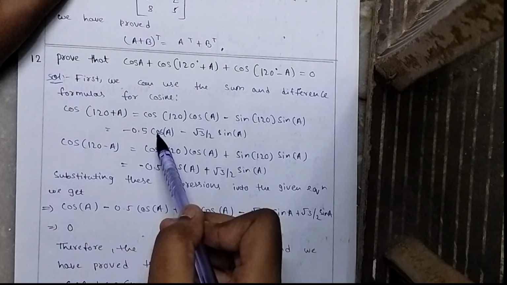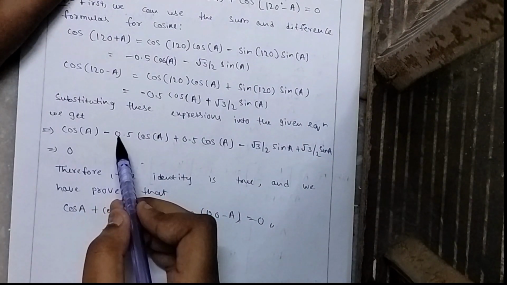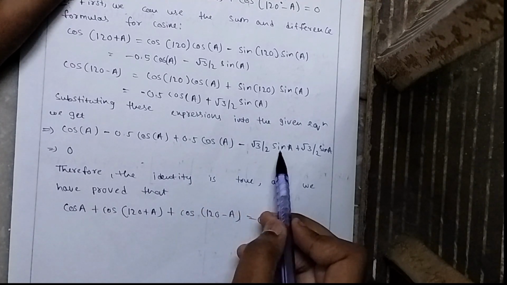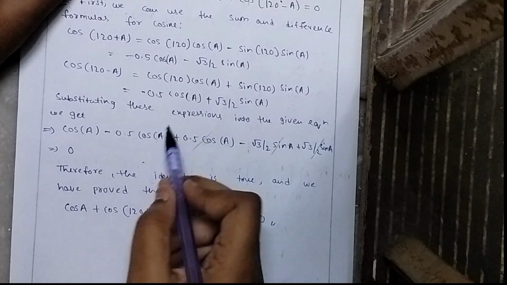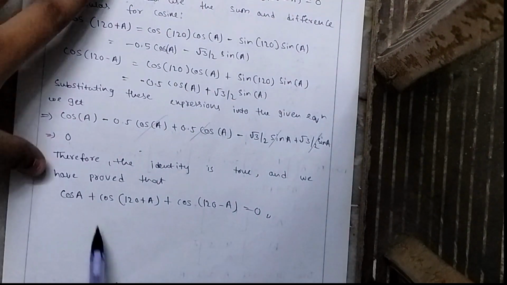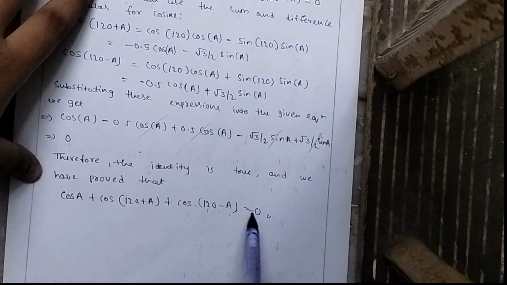So substituting these values in this equation, we get cos A minus 0.5 cos A plus 0.5 cos A minus root 3 by 2 sin A plus root 3 by 2 sin A. This one cancels, this one cancels. So the value is 0. Therefore cos A plus cos(120 plus A) plus cos(120 minus A) is equal to 0. Hence proved.